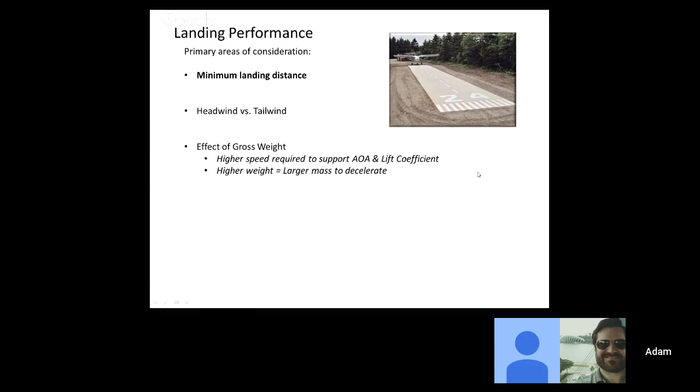Weight, again, has a pretty sizable effect on your landing performance and your performance planning. Remember, from aerodynamics, the heavier you are, the higher speed is required to support the higher angle of attack and lift coefficient. Depending on where your aircraft is loaded, remember we talked weight and balance in the last class, is going to also affect how you're going to plan your landing performance. And once you get the aircraft on the ground, Newton's second law says that a heavier mass is going to take longer to decelerate, or it's going to take a higher force, one of the two.